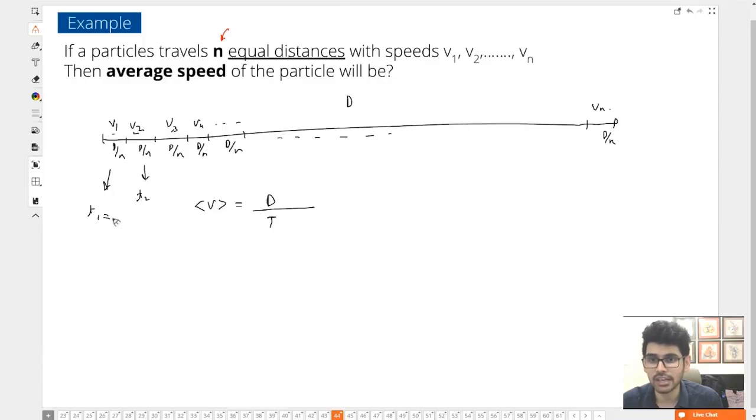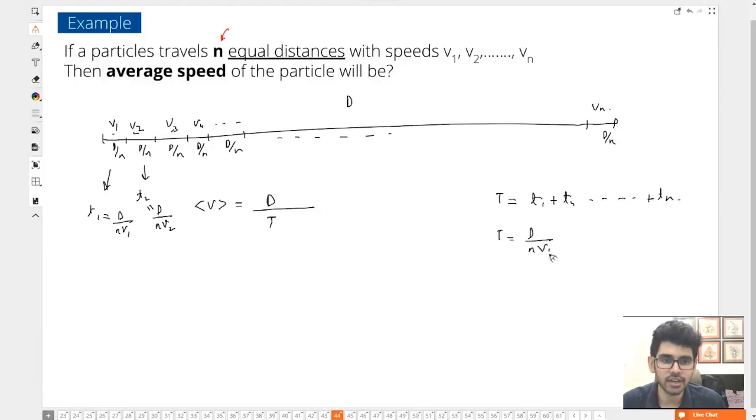Find T1, D by NV1, right? This is equal to D by NV2. Similarly, total time will be equal to T1 plus T2 up to Tn, okay? So each one you can find. So it will be D by NV1 plus D by NV2 up to D by NVn, right? Just substitute these values and D will get cancelled. In terms of N and V1, V2, V3, you will get your answer.